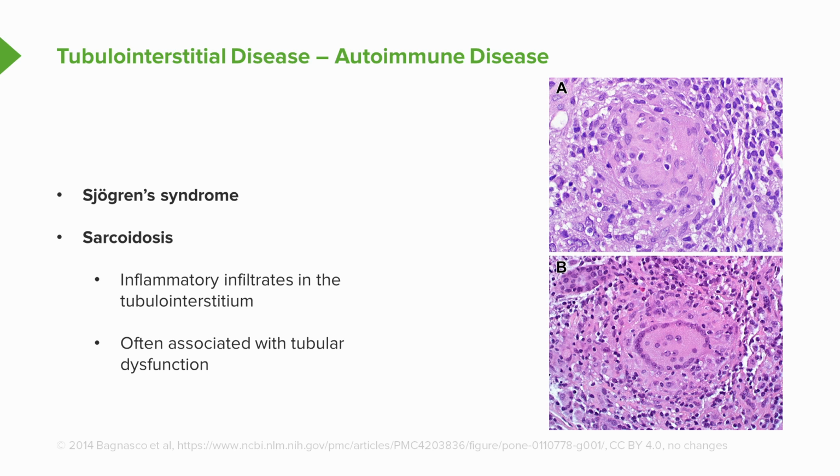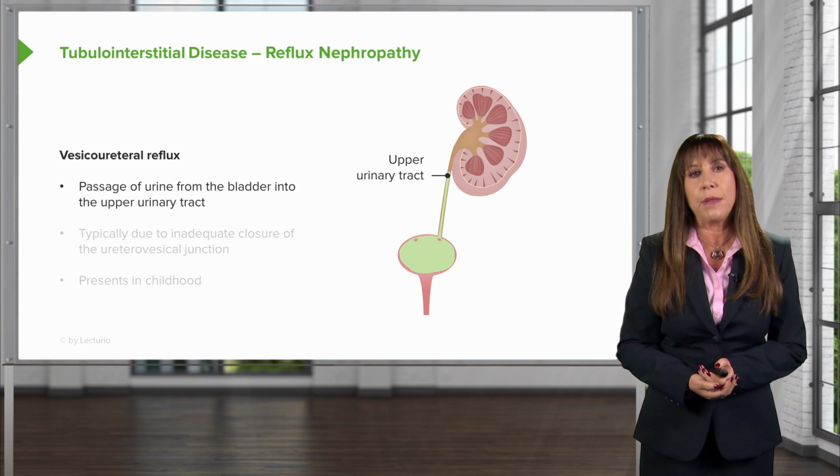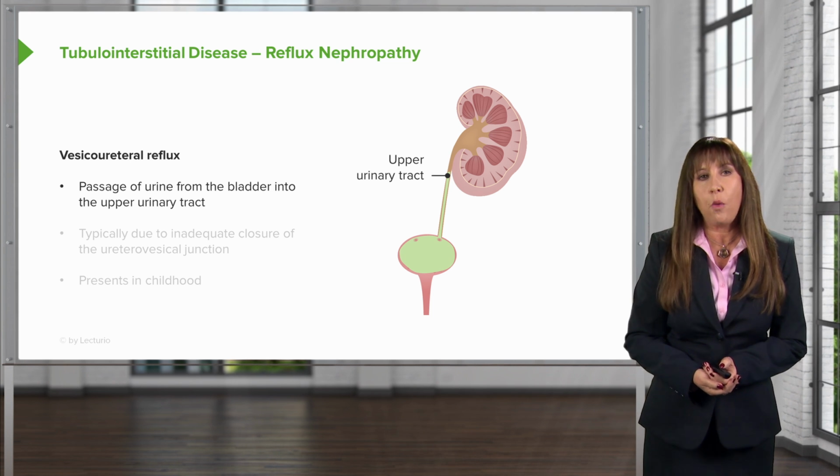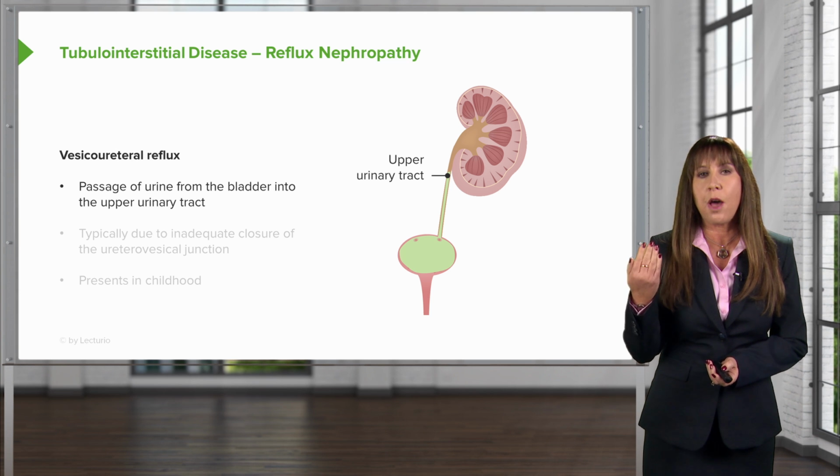And because of this, and because of where these inflammatory infiltrates are, our patients often will manifest with tubular dysfunction. So another tubular interstitial disease to think about is something like reflux nephropathy. We can see this in our pediatric population who have vesicoureteral reflux, and that means that they have passage of urine from the bladder to the upper urinary tract.